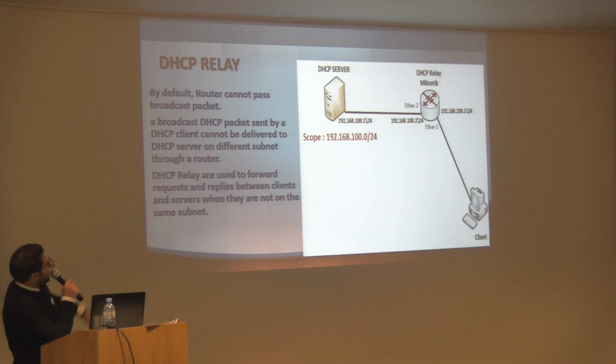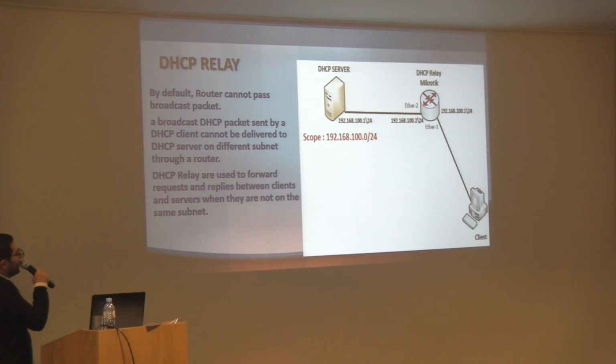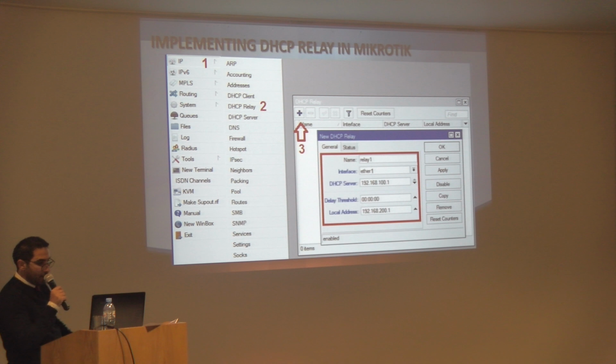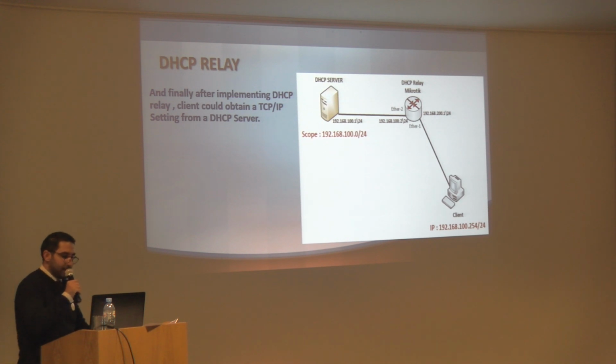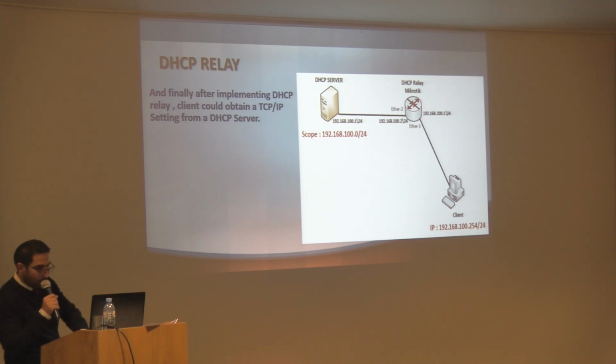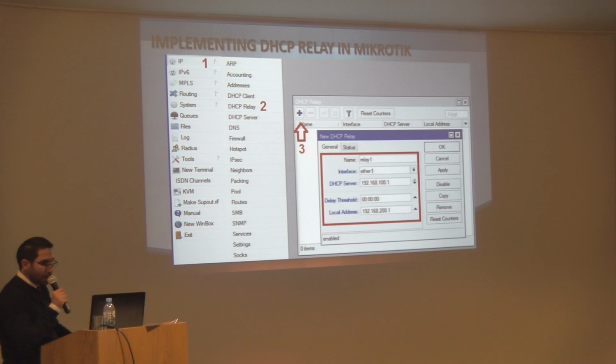According to the slide, Ether 1 connects to the client. And in the DHCP server part, you should set a DHCP server IP address, like the picture, 192.168.100.1. In the delay threshold part, you set a time, and it's useful when you have two DHCP servers in a network.